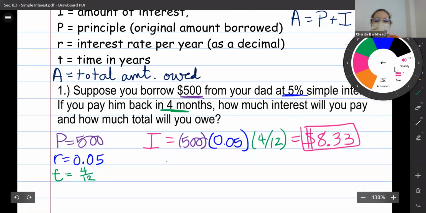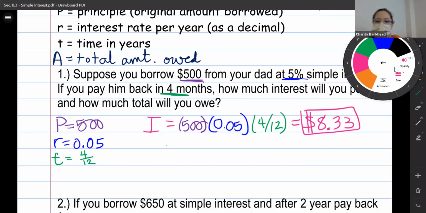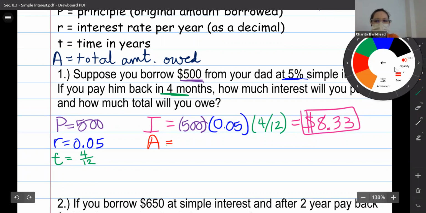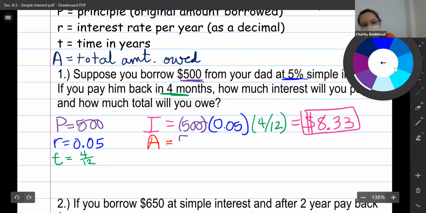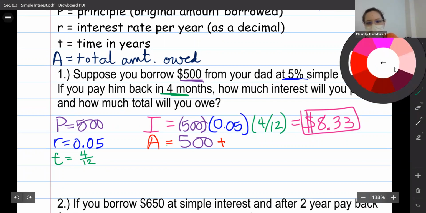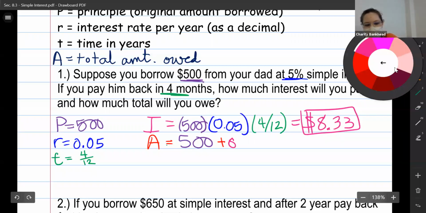All right, and the total amount that you owe, so if we know the principal and we know the interest, all we have to do is add those together. So 500 plus $8.33. All right. So obviously that's $508.33.